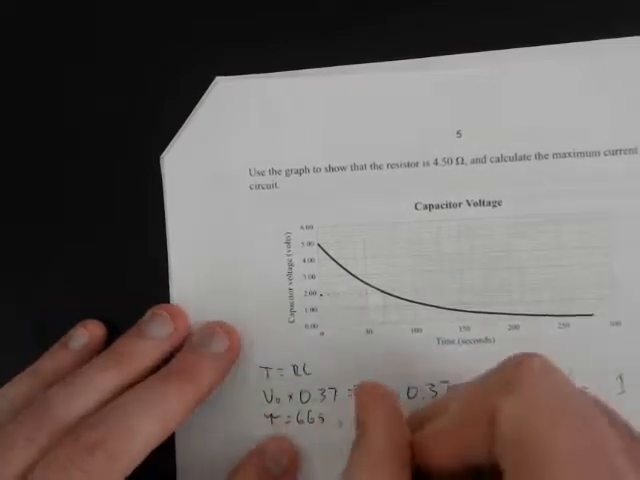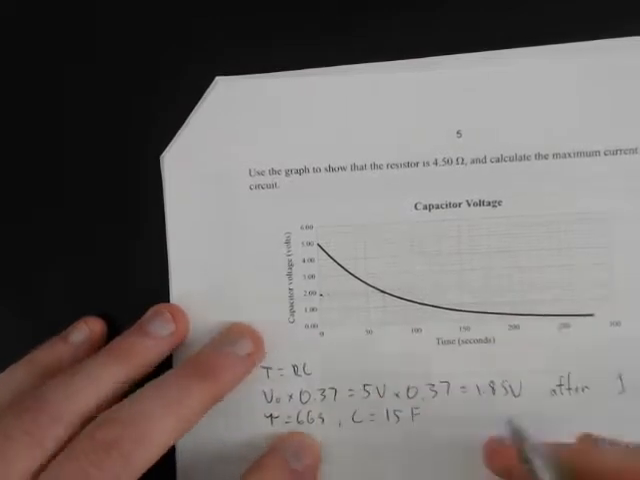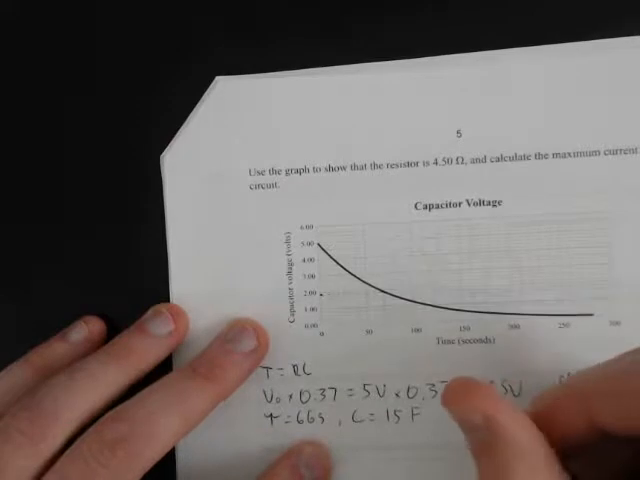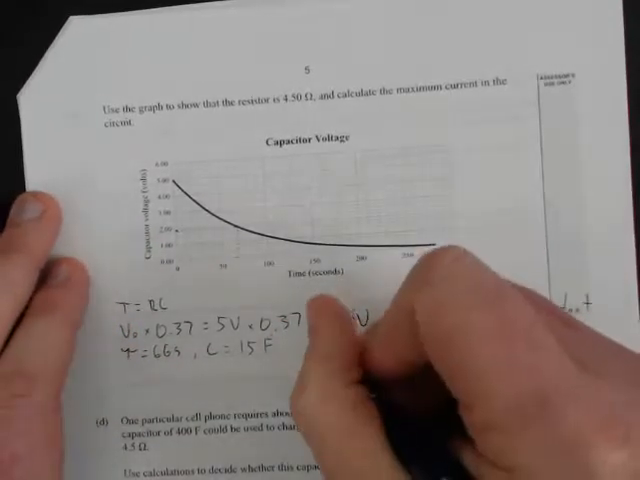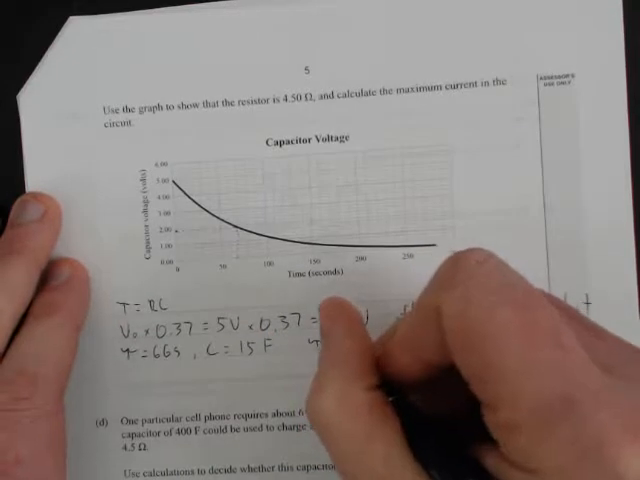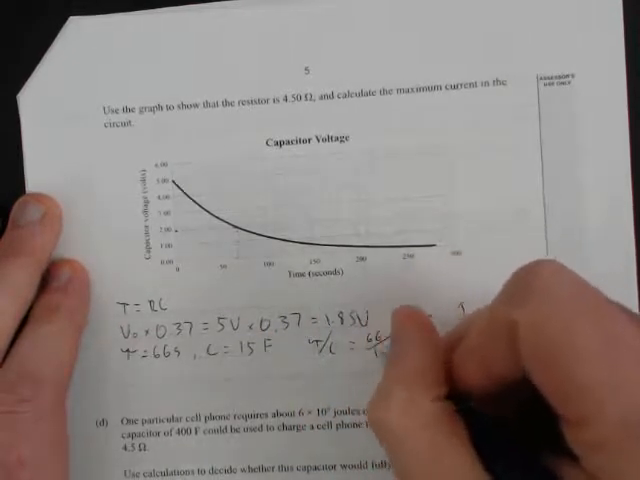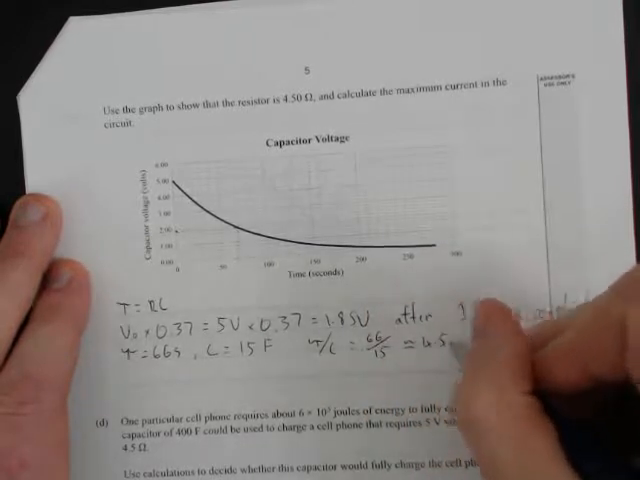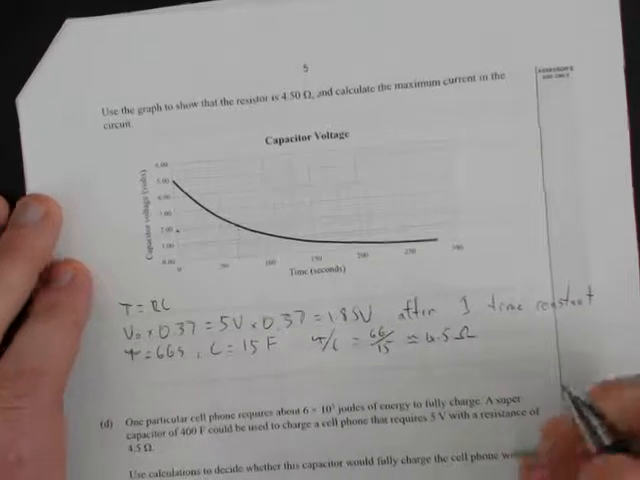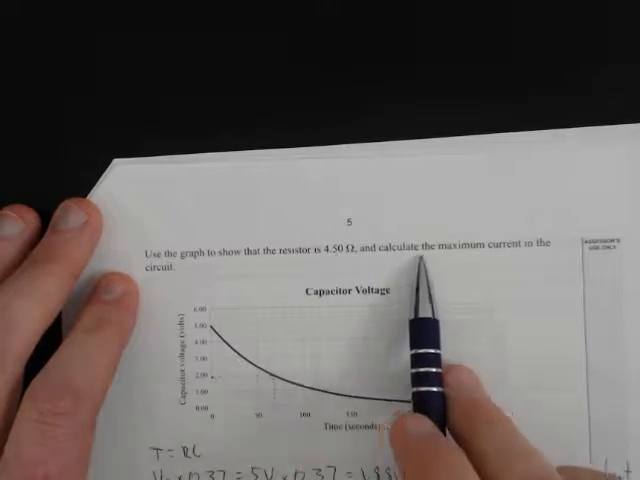Our capacitance is equal to 15 farads. So finding out what our resistance should be, time constant over the capacitance is equal to 66 divided by 15, which is indeed roughly equal to 4.5 ohms. Look at that. And we answer the question, show the resistance of the resistor is 4.5 ohms. Yes, we have, but calculate the maximum current in the circuit.